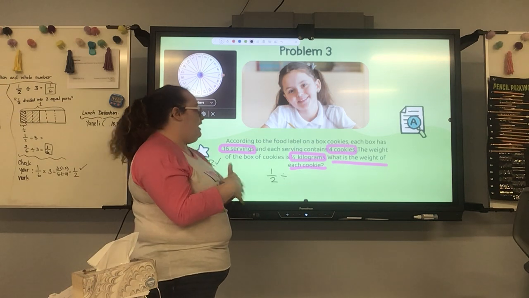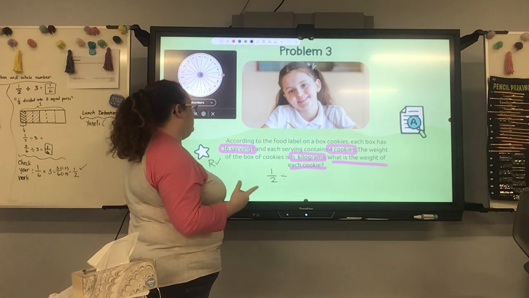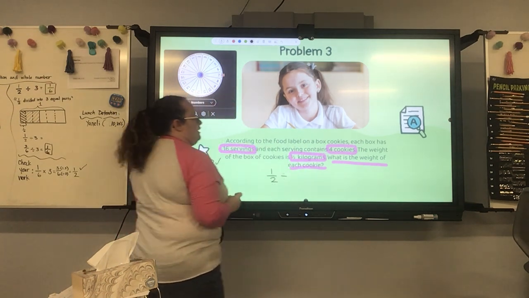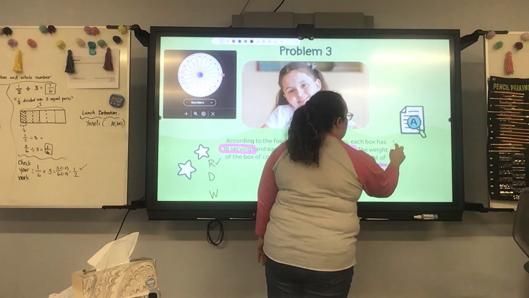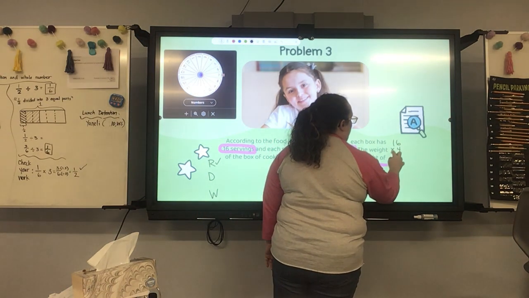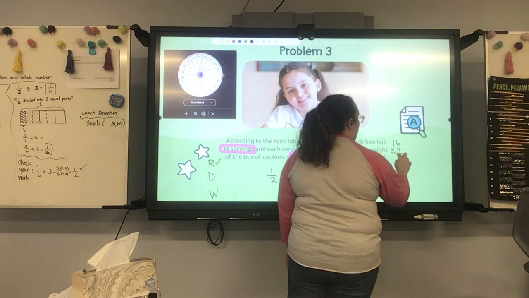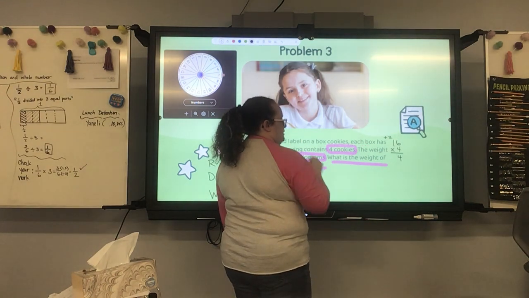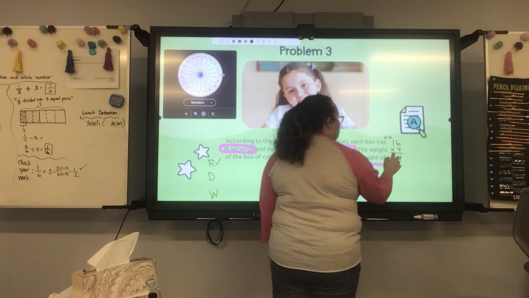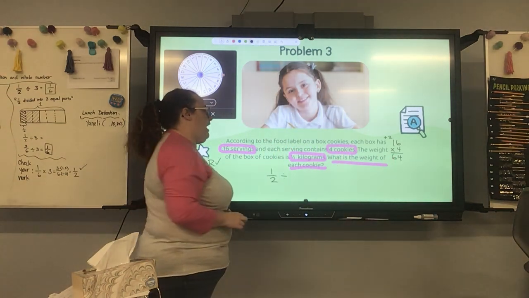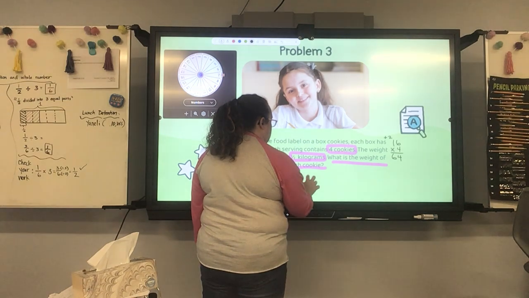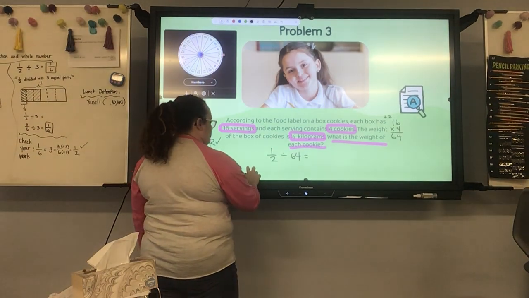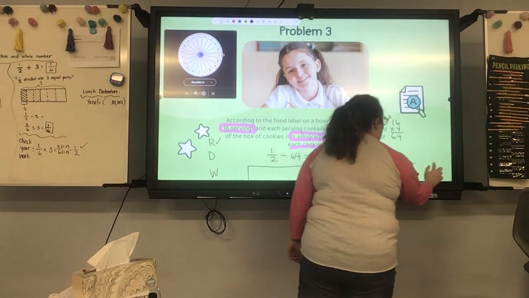How I would figure out how many cookies there are is by multiplying the 16 servings that are in a box and the 4 cookies that are in one serving. So if I did 16 times 4, 6 times 4 is 24. Carry the 2. 4 times 1 is 4, plus 2 more is 6. So I'm dividing my total, the half of a kilogram, by 64. Okay? Figured out my problem. Now it is time to draw my strip diagram.